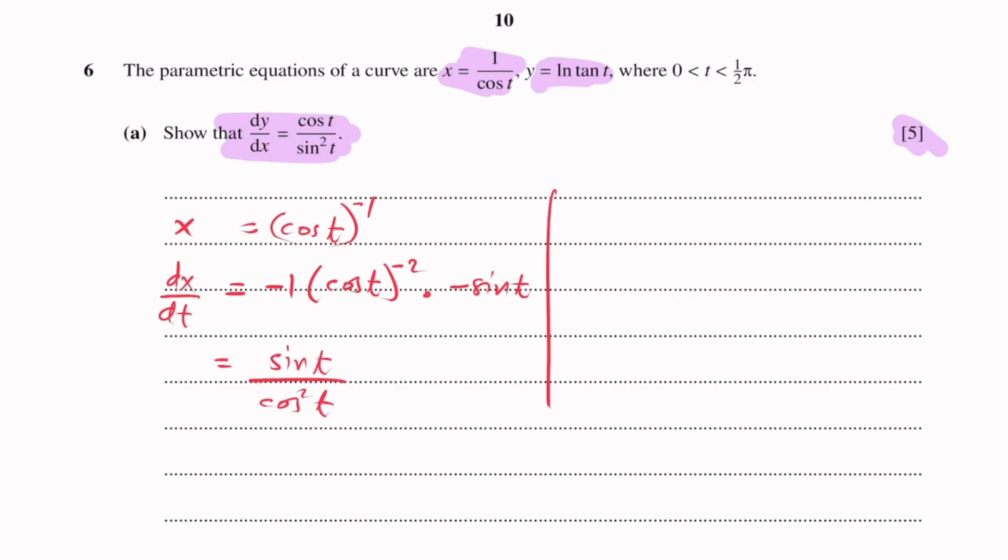Then I would take interest in my y, which is given as this. And remember, to differentiate a ln, you differentiate this guy over itself. So I have dy/dt, that is going to be sec squared t over tan t.